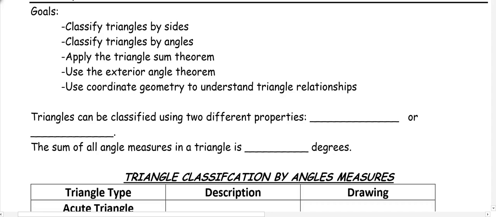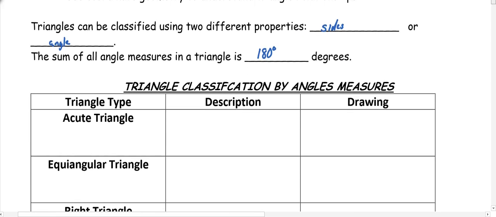This video is about classifying triangles by sides, classifying triangles by angles, applying the triangle sum theorem, using the exterior angle theorem, and using coordinate geometry to understand triangle relationships. So remember that triangles can be classified by two different properties, the sides or the angles. The sum of all angles in a triangle is 180 degrees.